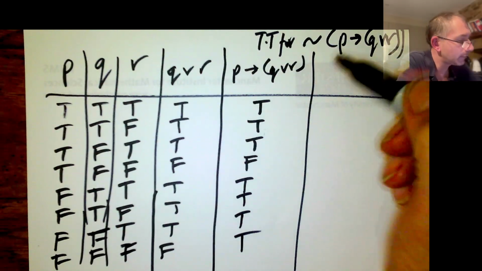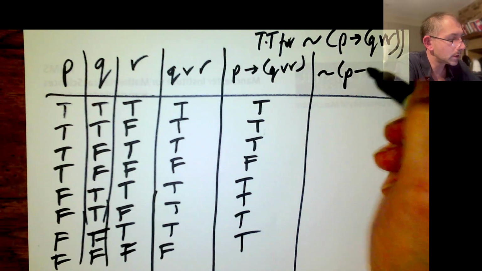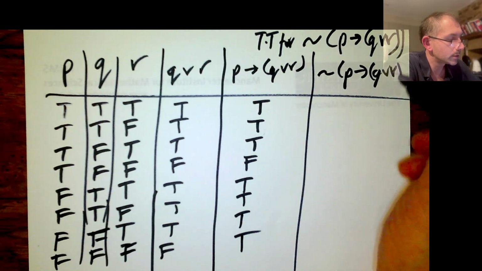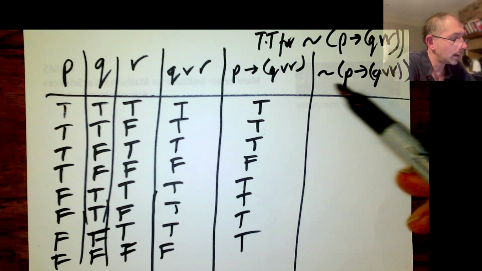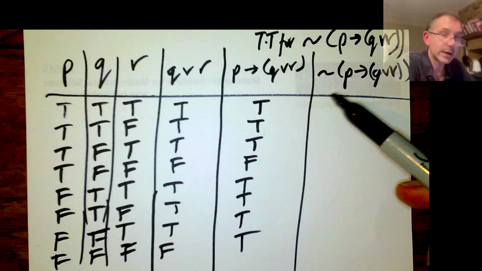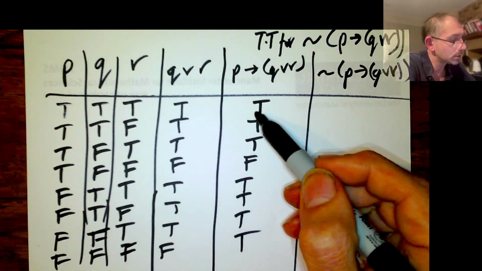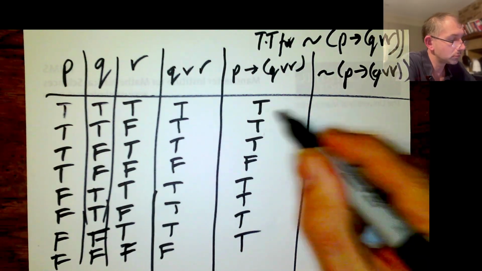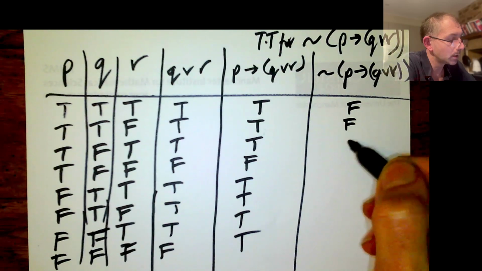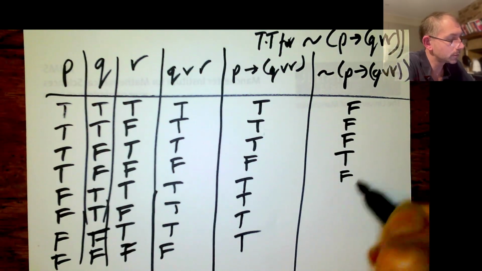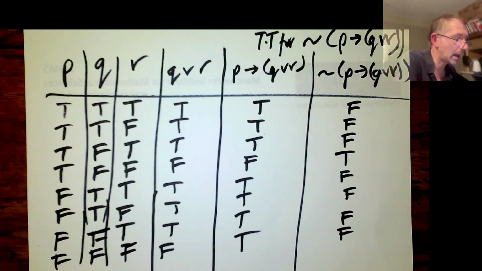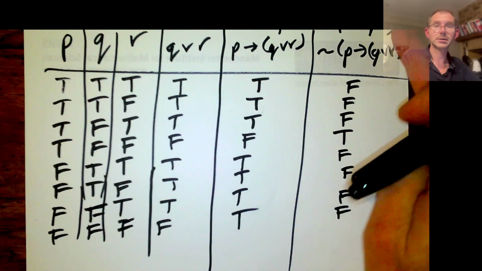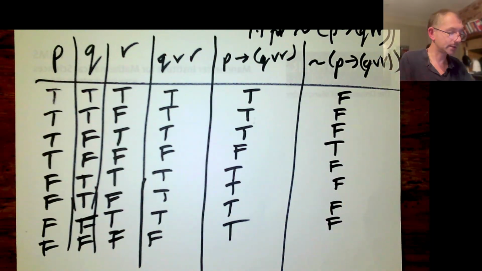And then for the very final column, you just need to reverse all the truth values that you've written down, because we're taking the not of it, the negation. So just flip them all. False, false, false, true, false, false, false, false. And that is the truth table for this statement. And it doesn't take too long to do.